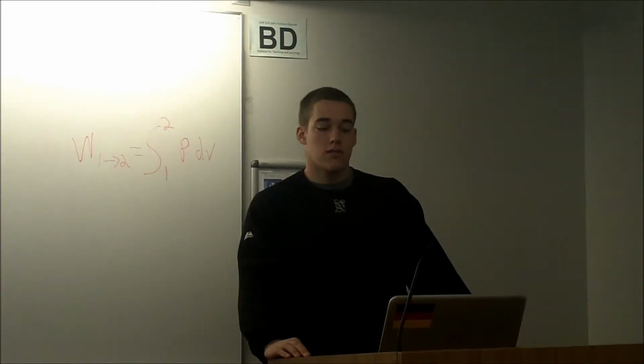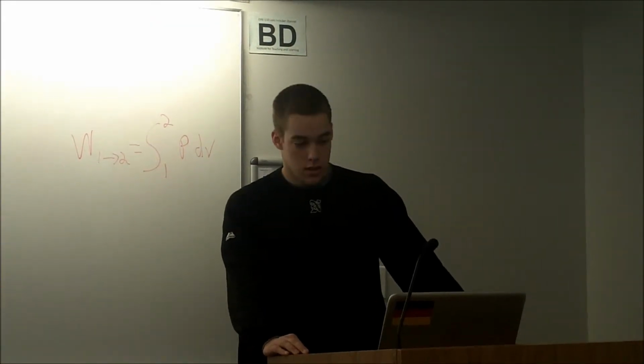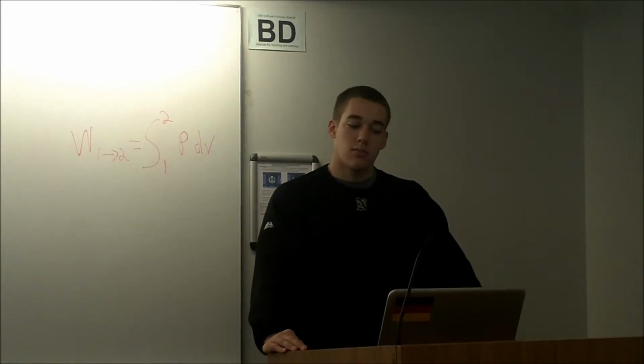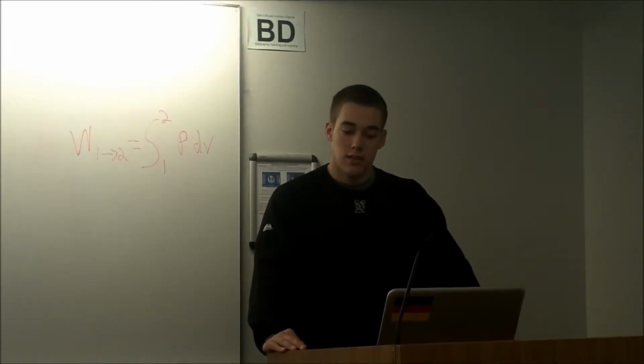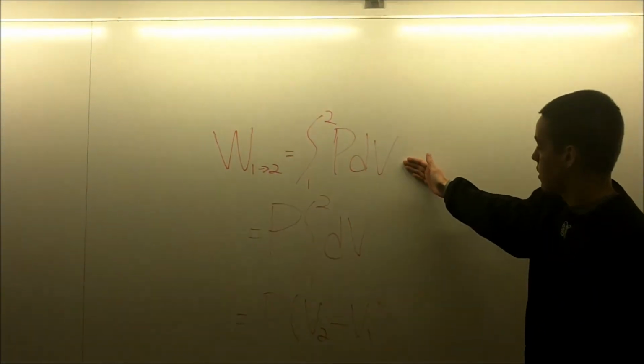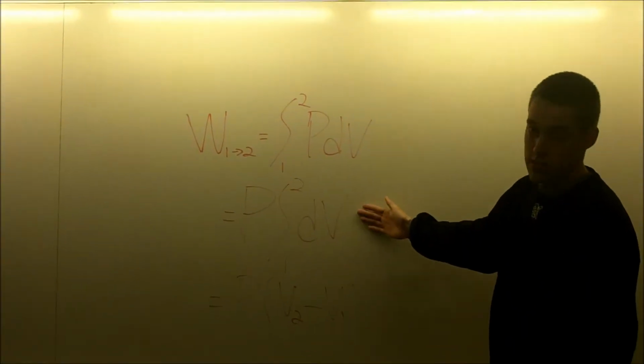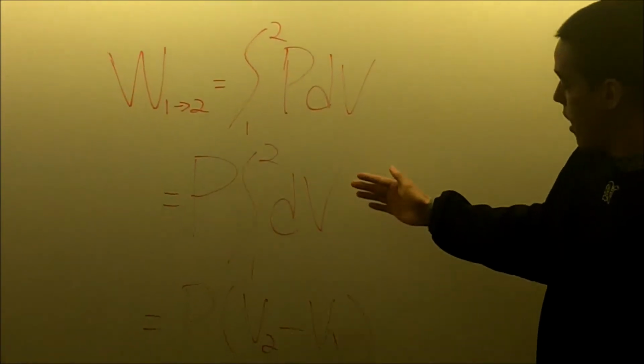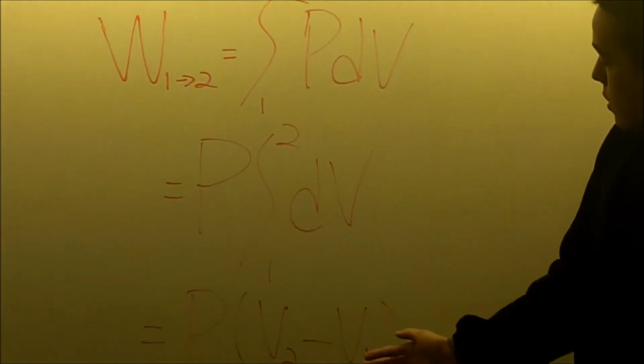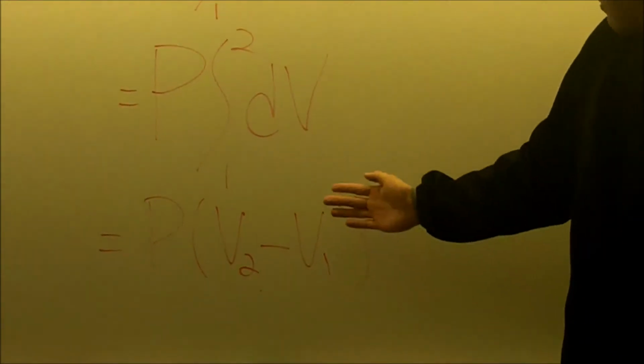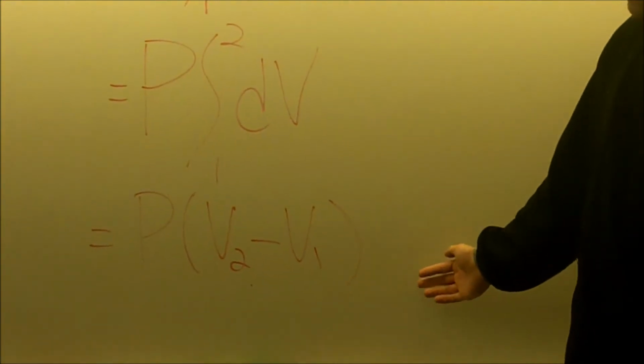Let's look at the four different cases when using the work equation. The first is called an isobaric process, where pressure is constant. First, we set up the original work integral, and then we pull out pressure because it is constant. After taking the integral, all you're left with is pressure times volume 2 minus volume 1.